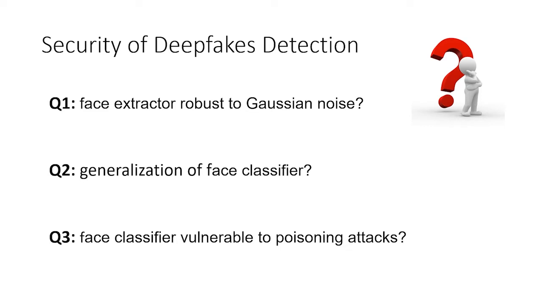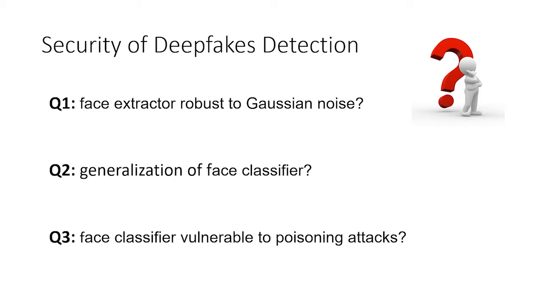Specifically, we notice that an attacker can easily add perturbations, for example, Gaussian noise, to his deepfake images. Therefore, our first question we aim to study is, can a face extractor still successfully extract the face region if an attacker adds small perturbation to it?